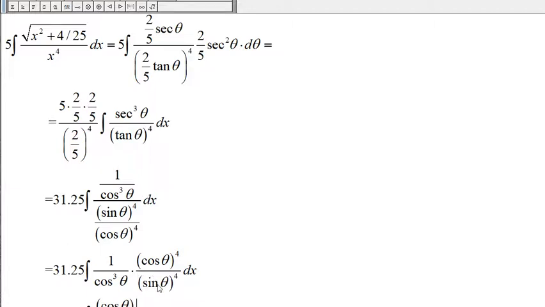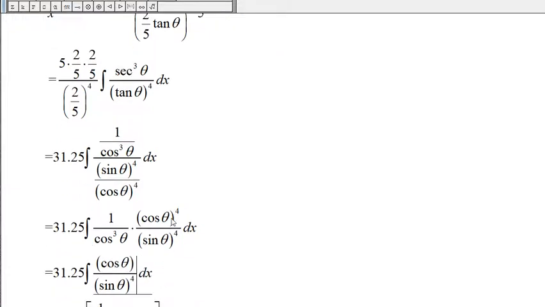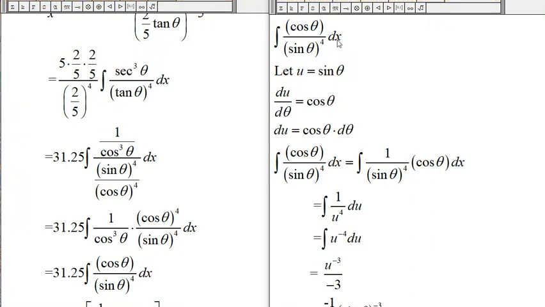divided by sine to the 4th. Cosine to the 4th divided by cosine to the 3rd would just be cosine. And then we have sine to the 4th. And now let's go find this integral, the integral of cosine divided by sine to the 4th. So we need to find the integral of cosine divided by sine to the 4th.